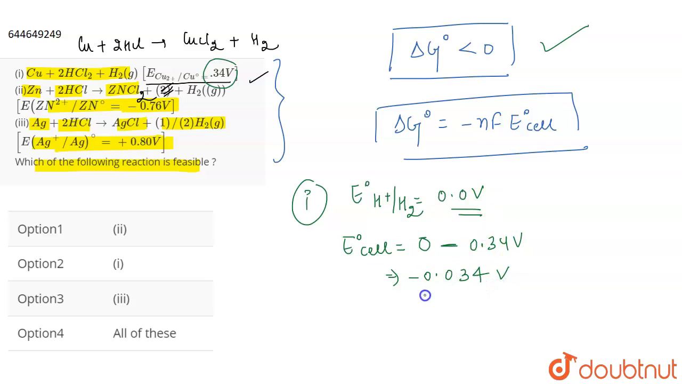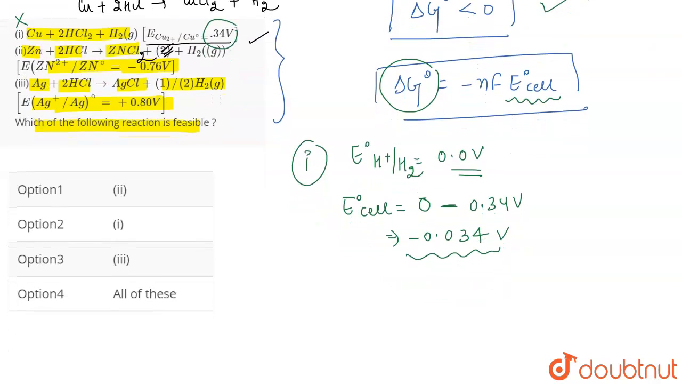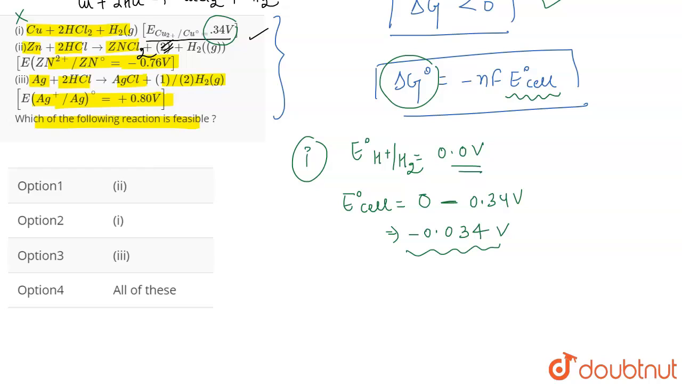Here the value of E0 is negative. So when you put the negative value of E0 in the expression, the entire value of delta G0 is going to come out positive, greater than 0, and the reaction is going to be non-spontaneous and not feasible. So the first reaction cannot be the answer, because the negative E0 makes delta G0 positive, but we want a negative delta G0 for the reaction to be feasible.